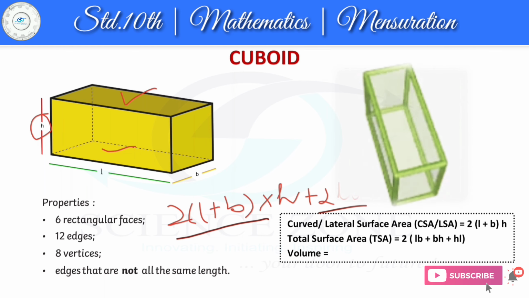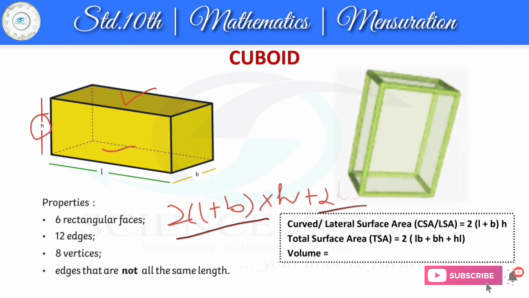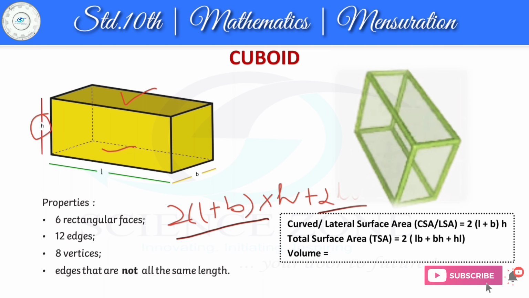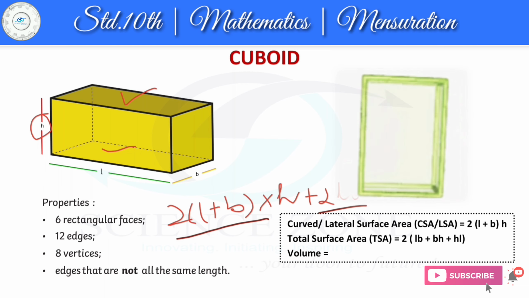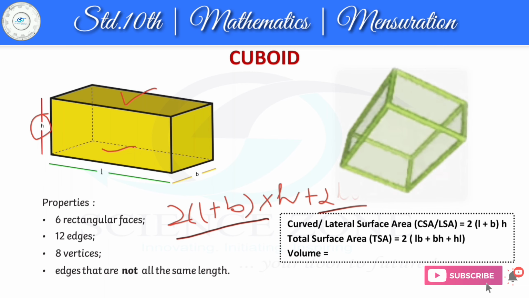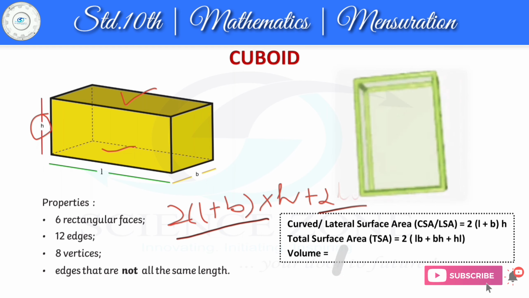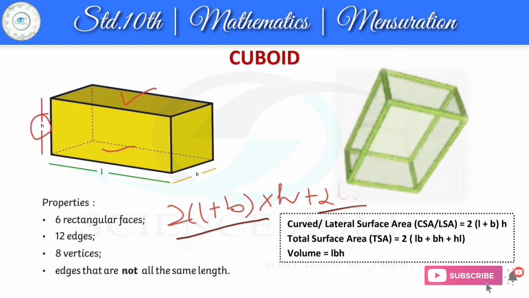Now let's find the formula for its volume. The formula for volume is area of base multiplied with height. Here area of base is length into breadth, L into B, multiplied with its height, H. So the formula for volume of cuboid is LBH.